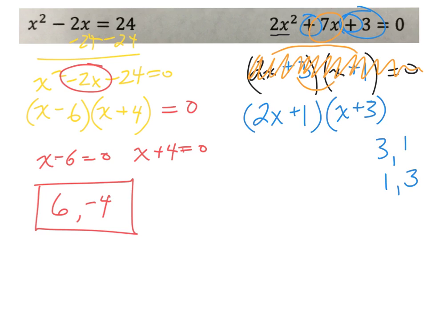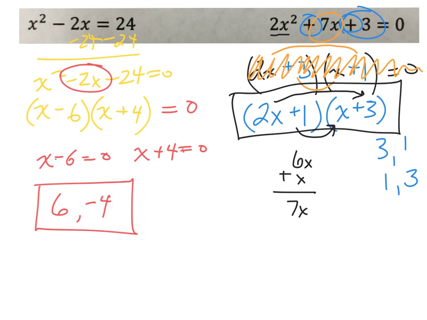If I check my second example, 2x times 3 gives us 6x, 1 times x gives us x, and when I add these together, I get the middle term I desire, 7x. That is going to be my correct answer.